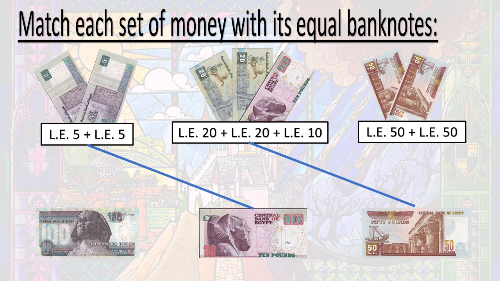What about the third set? If I have 50 and 50, I have 2 banknotes of 50 Egyptian pound. That means 50 plus 50. 50 plus 50 makes, yes, 100 Egyptian pound.